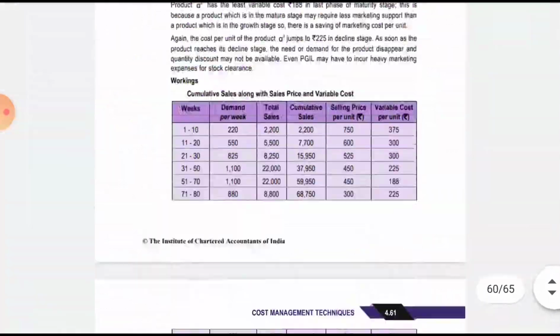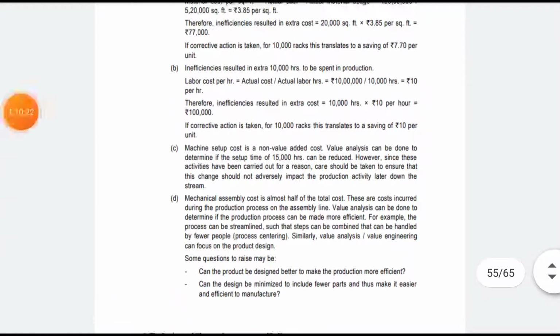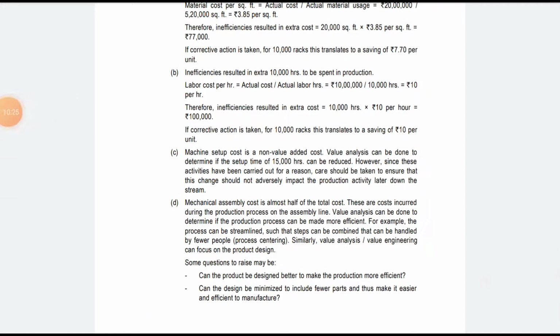We are done with all illustrations and test your knowledge. This took around 1 hour 10 minutes and the earlier video was approximately 40 minutes. So in all, chapter 4 is done in 1 hour 50 minutes.